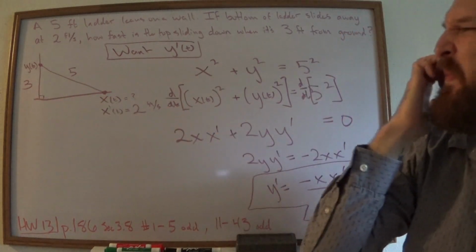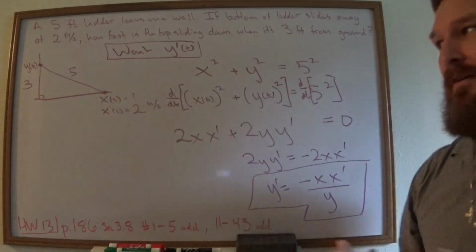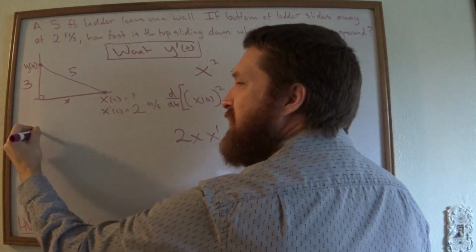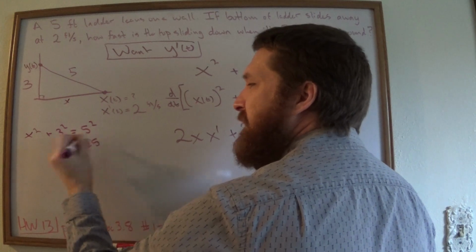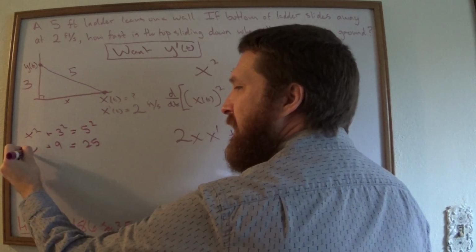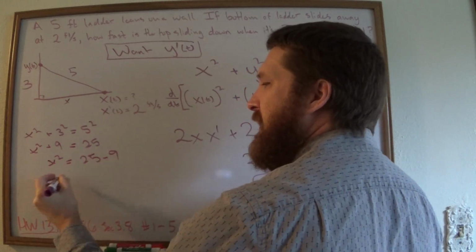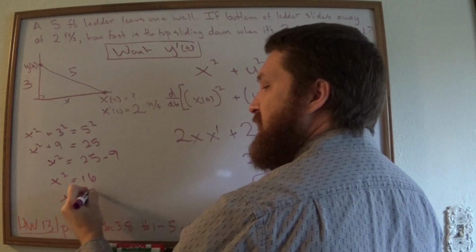We need 3 squared plus x squared equals 5 squared. There you go, right. The x that we care about is going to be x squared plus 3 squared equals 5 squared. So 25, 9, x squared is 25 minus 9. That should be 16. So that means that x is 4.